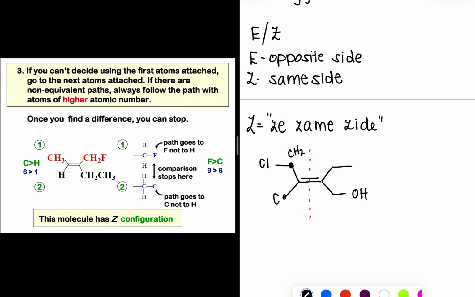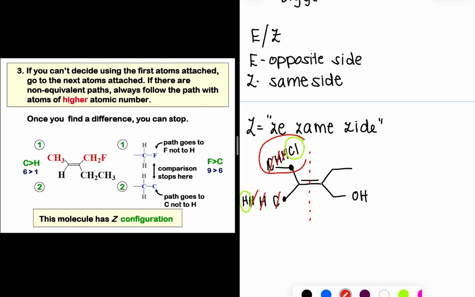This would be like a C, H, H, H. This side, I'm going to make it even simpler, would be like a C, H, H, Cl. The carbon is the same, two of the hydrogens are the same, and what it comes down to is comparing hydrogen and chlorine. Chlorine wins, so this side at the top wins.